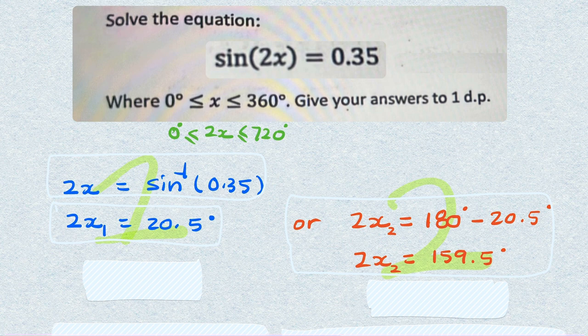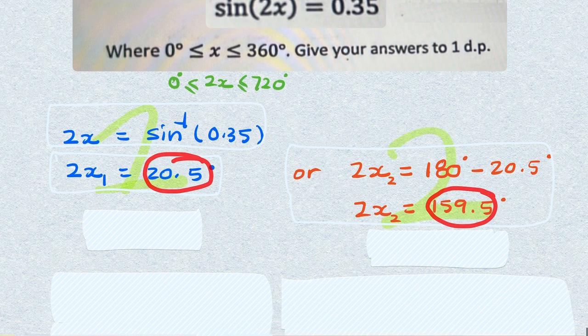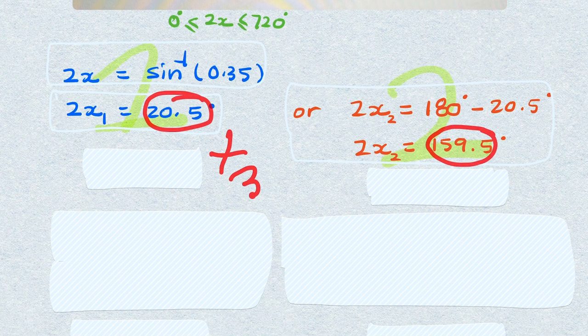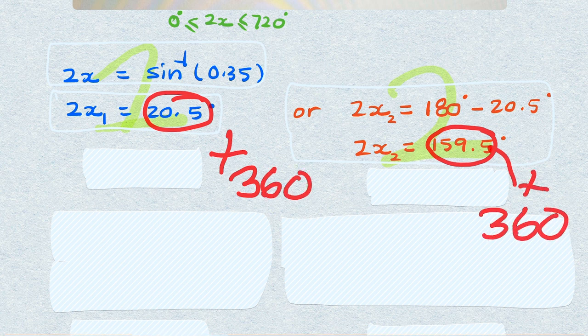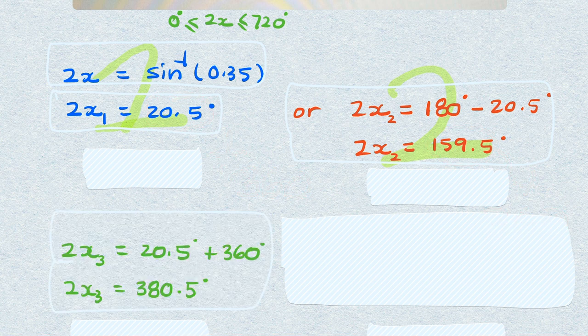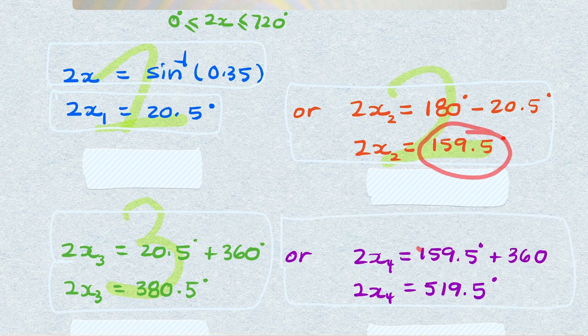But there's probably more, because we can keep going until 720. So after you've found the first and second solution, you can add 360 to each one of these. And that should give you your third and fourth solution. So if you add 360 to this, you get that. And that's your third solution. And you can add 360 to your second solution, and that'll give you your fourth solution.